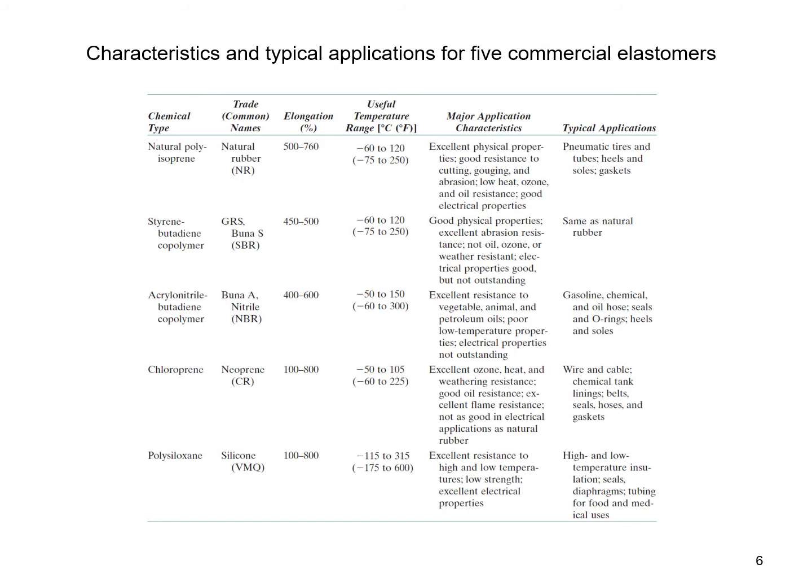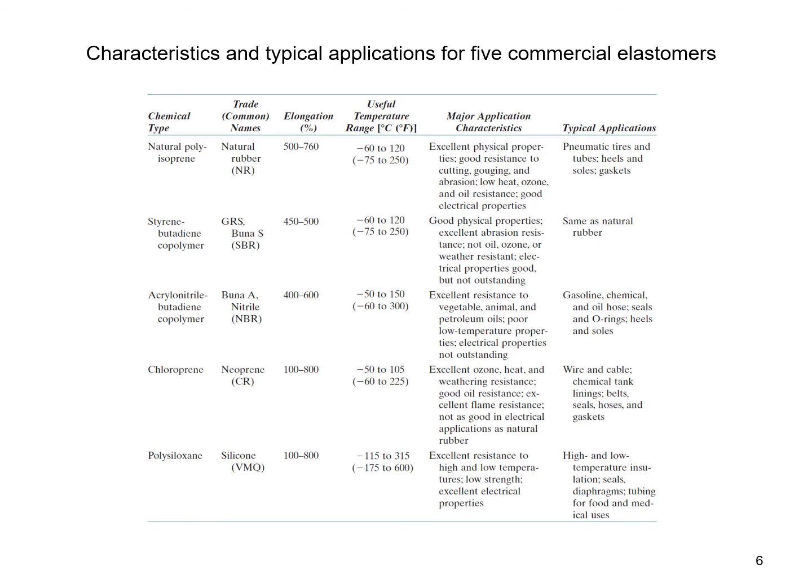Next are some of the characteristics and typical applications for five commercial elastomers. Number one is natural rubber, or natural polyisoprene, with elongation between 500 to 760%, and a useful temperature range from -60 to 120 degrees C. The major application characteristics are that natural rubber has excellent physical properties and good resistance to cutting, gouging, and abrasion. It has low heat, ozone, and oil resistance, and good electrical properties. They find applications especially in the tire industry as pneumatic tires and tubes, heels and soles, and gaskets.